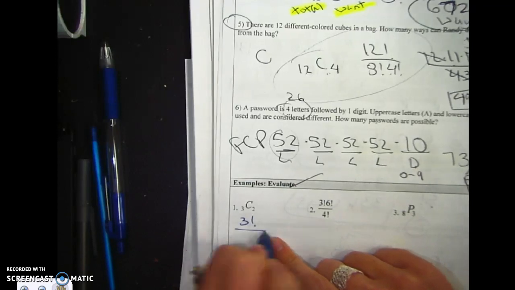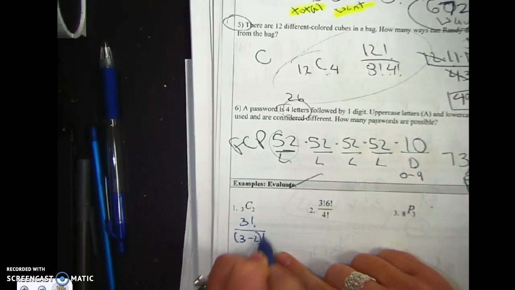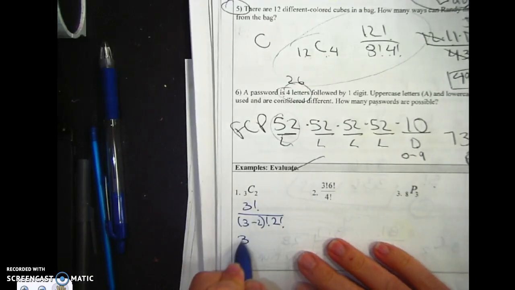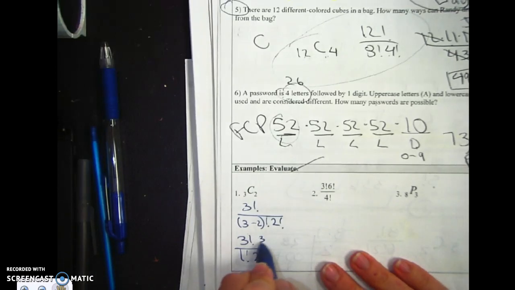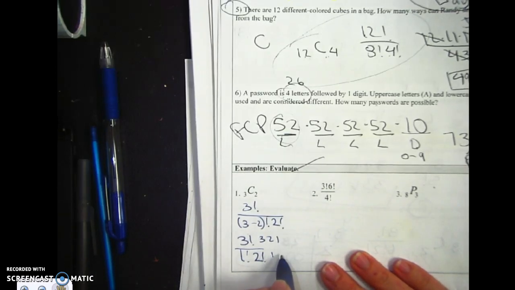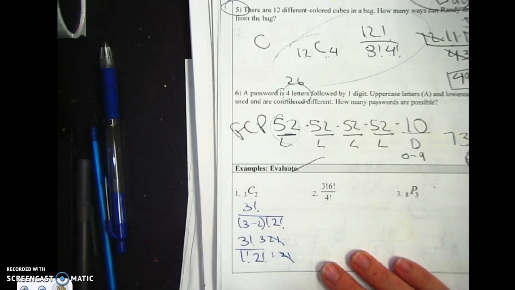So this is just computational, and you get a little bit of music while you're dealing with it. So this means 3 factorial over 3 minus 2 factorial, 2 factorial. This is combinations. So this is 3 factorial over 1 factorial, 2 factorial. This is 3 times 2 times 1 over 1 times 2 times 1. Gone. So the answer is 3. Okay?